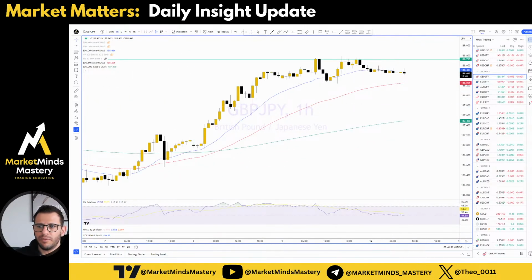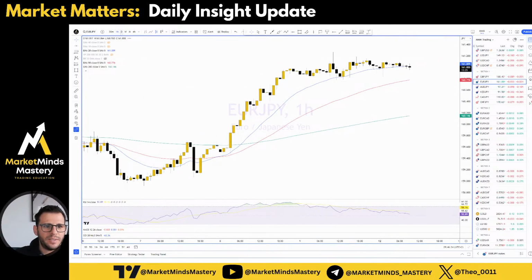On the lower time frame, how do you understand what we just said? It's the break of this low here with a stop loss above the high. That's exactly the daily range, the high and the low. So it will be the same way.